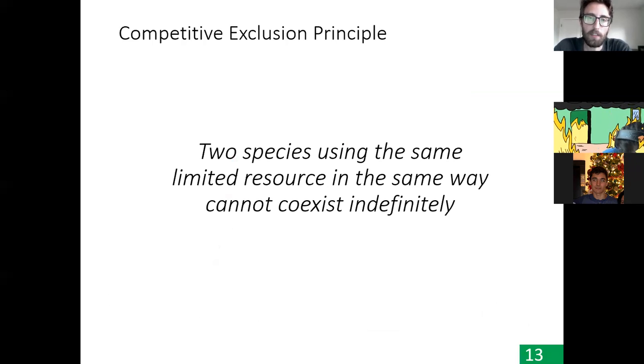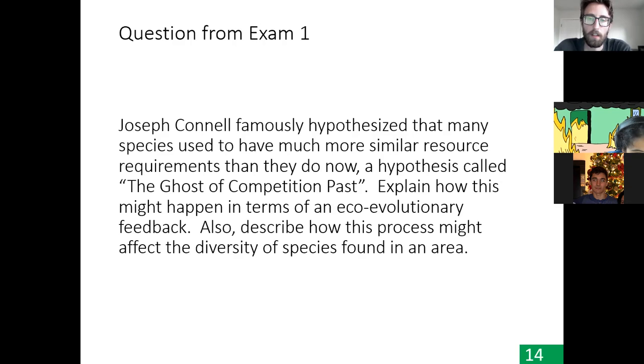And this led Gauss to come up with this hypothesis called the competitive exclusion principle. This hypothesis is that two species using the same limited resource in the same way cannot coexist indefinitely. So his hypothesis was that we expect to see competitive exclusion if the two competitors are using the same resources in the same way. And you expect to see more stable interactions in situations where the competitors have slightly different resource requirements.